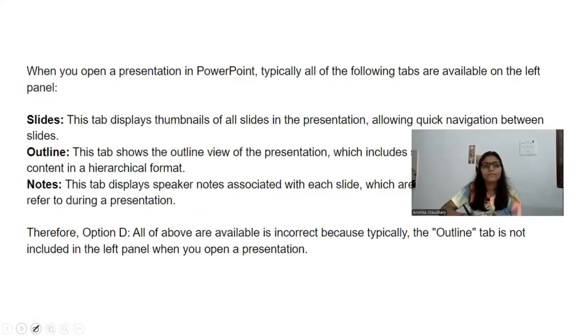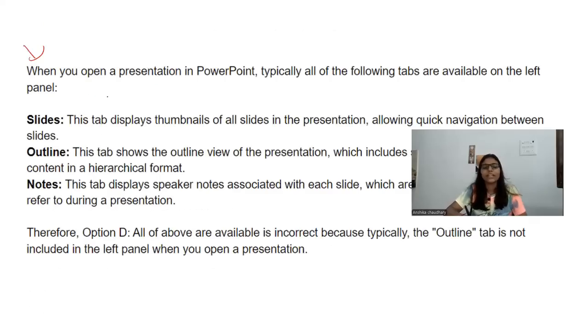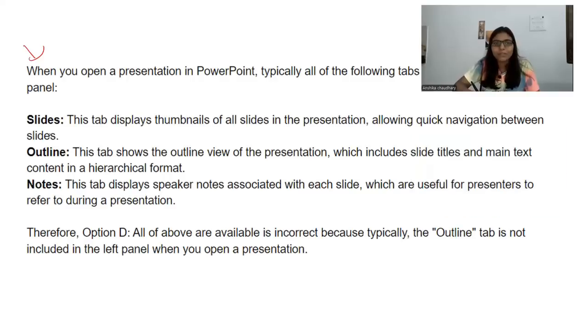So let's move on to the written explanation. This is the explanation about that left panel question, right? So this is the explanation. When you open a presentation in PowerPoint, typically all of the following tabs are available on the left panel. So what they are: slides are available, outlines are available, and notes are available. I have already explained what they are. You can have a look at these, right?